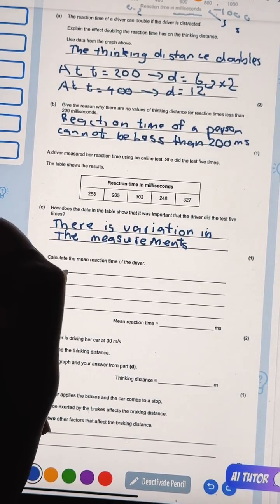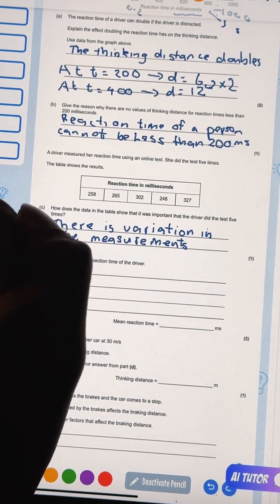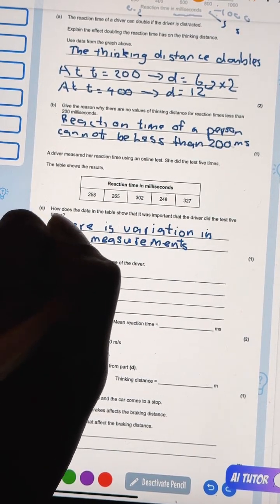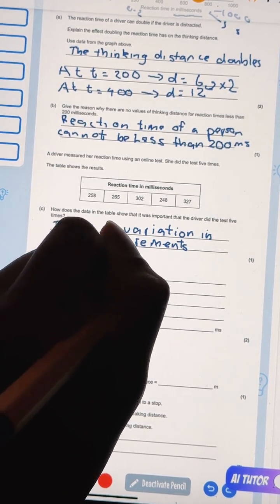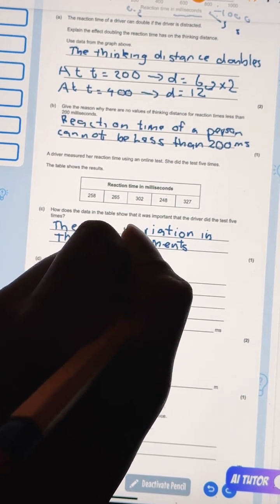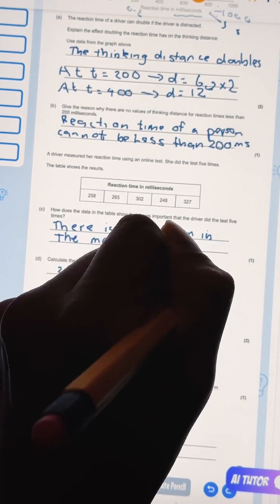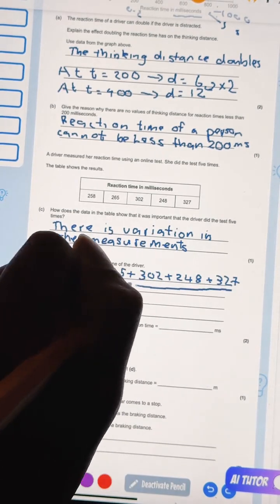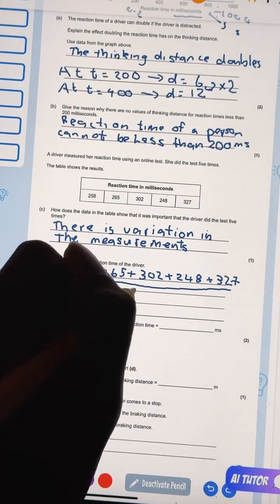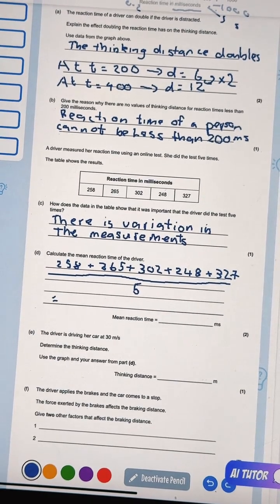So we do 258 plus 265 plus 302 plus 248, add 327, all over the total number of values, which is 5. And what does that give us as a value? Has anyone managed to work that out?